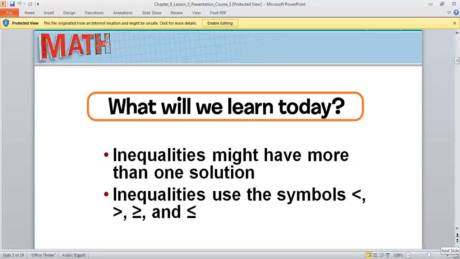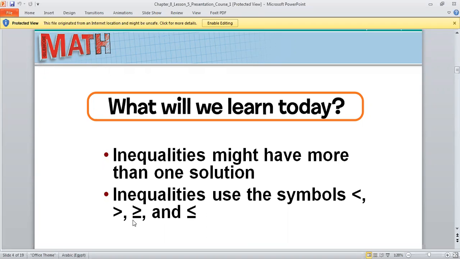The next slide asks about what we will learn today. Khalid Khalifa, can you read what we need to learn today? What will we learn today? Inequalities might have more than one solution. Inequalities use the symbols less than, greater than.